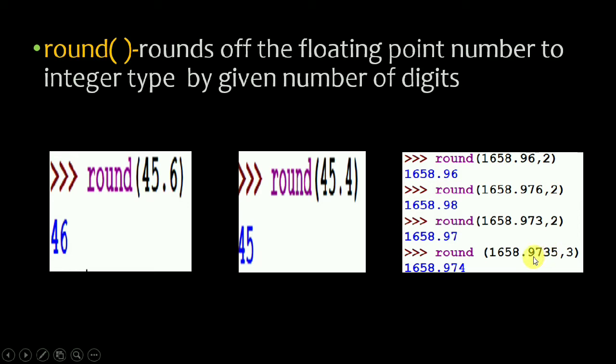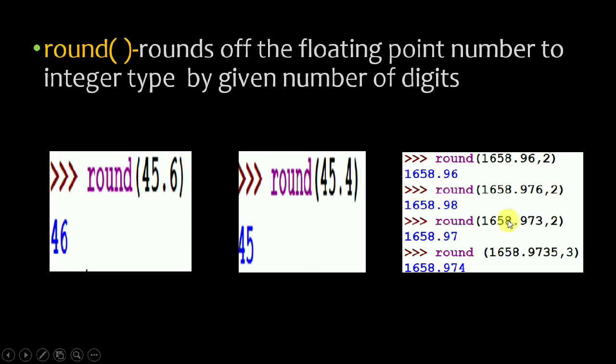Next we have 1658.9735. There are 4 digits after the decimal and we have to round it off to 3 decimal places. So we have to check the last digit, that is 5. Whenever a number is 5 or more than 5, then the digit to the left is incremented by 1. So this 3 will become 4 and 5 will be removed.